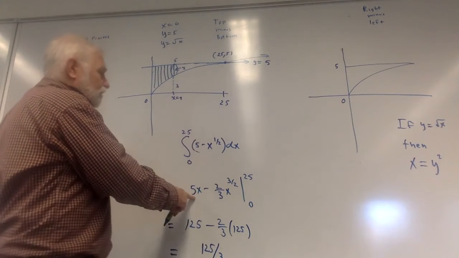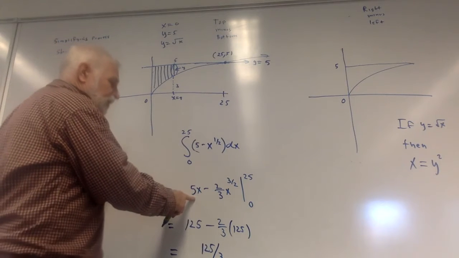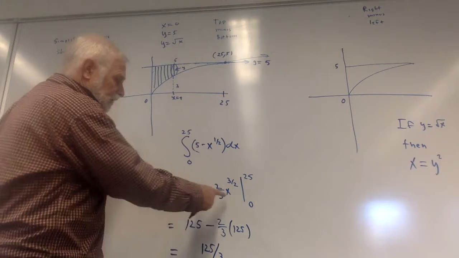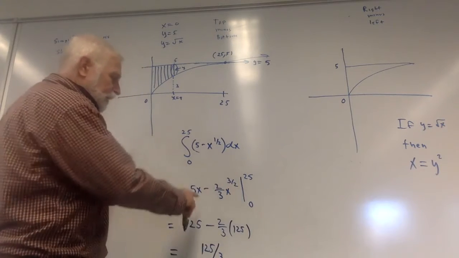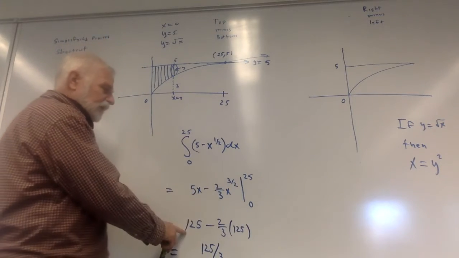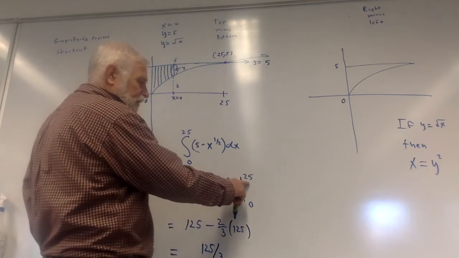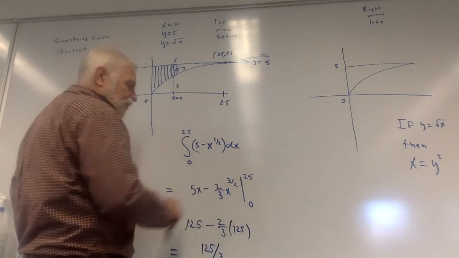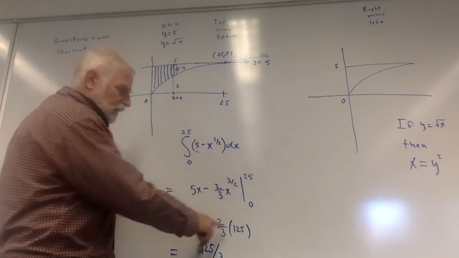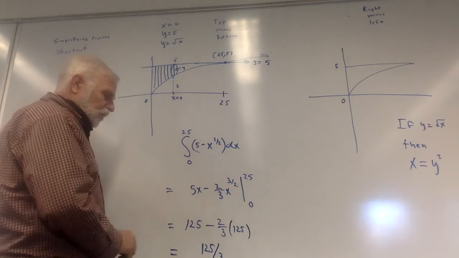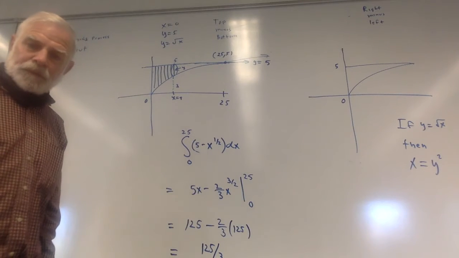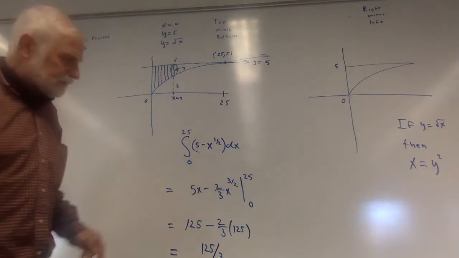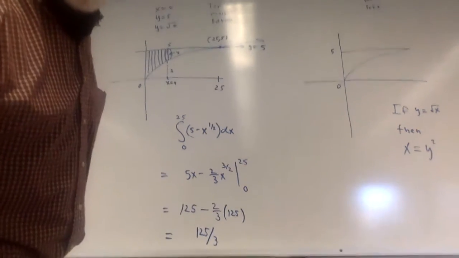And the antiderivative of 5 comes from a linear function. And so we can see that when we drop a 0 in, we don't have to do the second half of the fundamental theorem. So 5 times 25 is 125. We take the square root of 25, which is 5. 5 cubed, 125. 2/3 of 125 from 125 gives us 1/3, 125 over 3. That you should have been able to follow. We've been doing that right along.